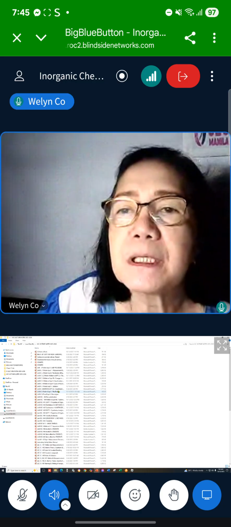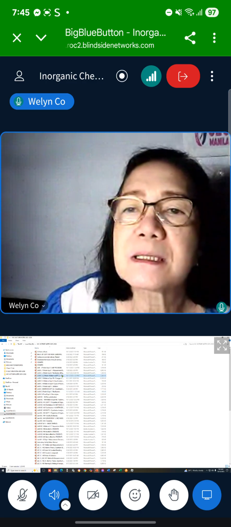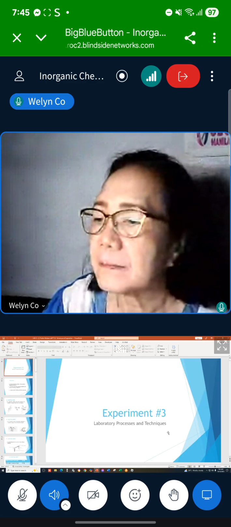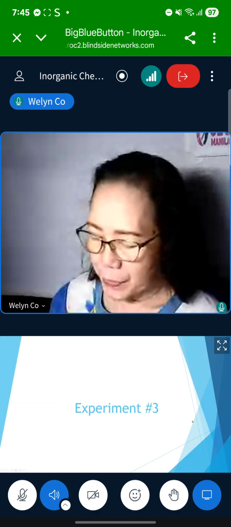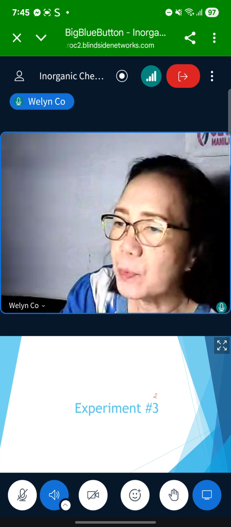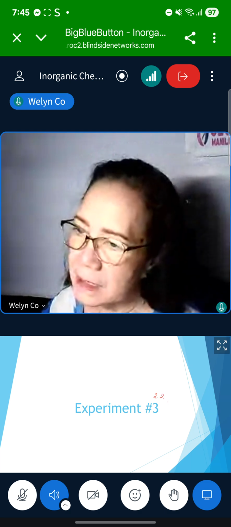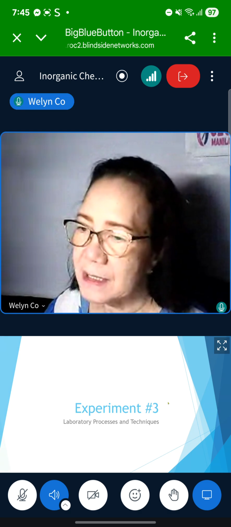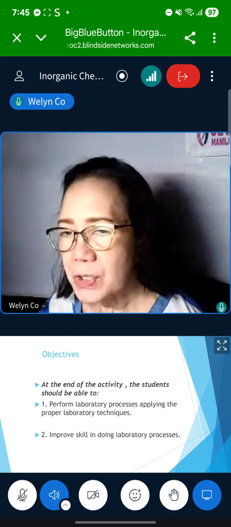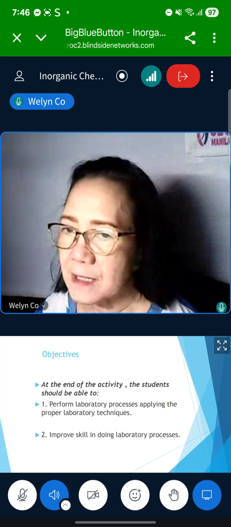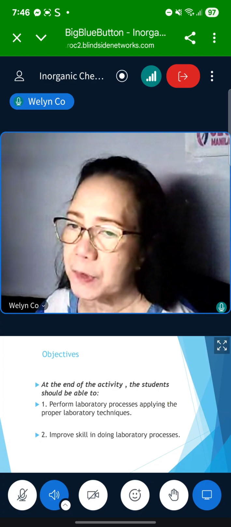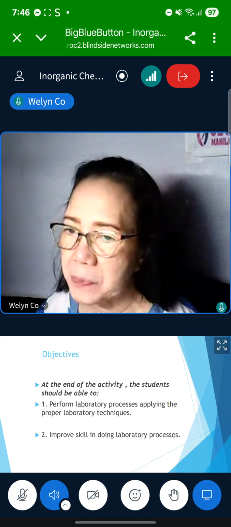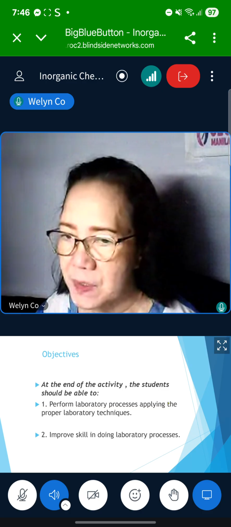So this would be pertaining to the techniques. So this would be your 2.2, laboratory processes and techniques. Okay. So the main objective of this activity is that at the end of the activity, the student should be able to perform laboratory processes, applying the proper laboratory techniques, and to improve skill in doing laboratory processes.